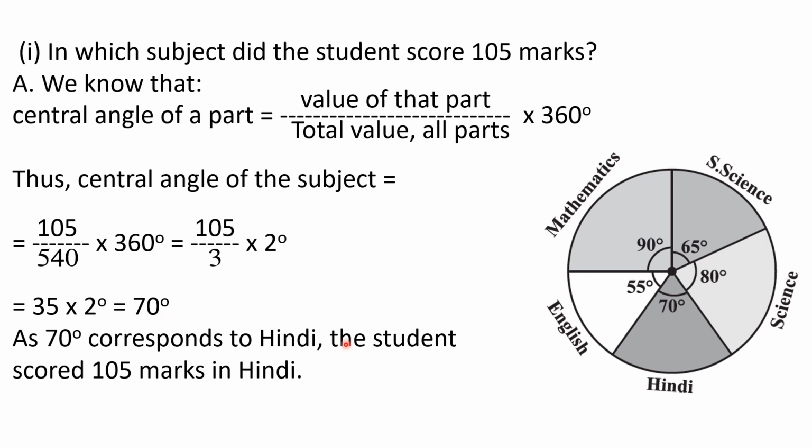So now we see where is 70 degree. So here we have 70 degree. This 70 degree corresponds to Hindi. So as 70 degree corresponds to Hindi, the student scored 105 marks in Hindi. This is how we solve these type of questions. Let's do now part number 2.